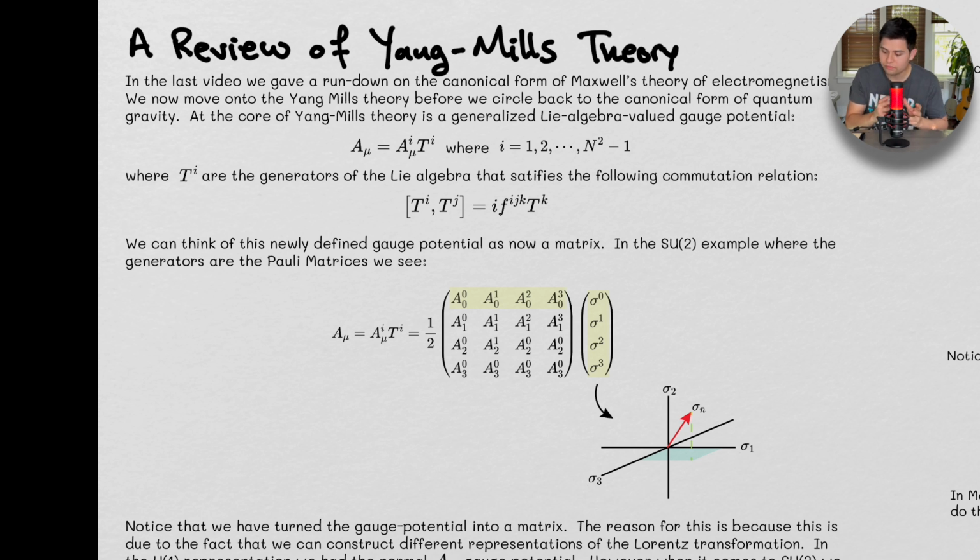In the last video, we gave a rundown on the canonical form of Maxwell's theory of electromagnetism. We're now going to move on to Yang-Mills theory before we circle back to the canonical form of quantum gravity.